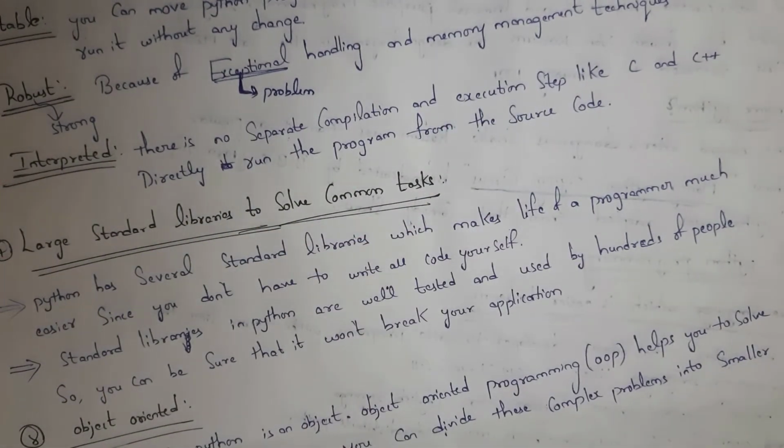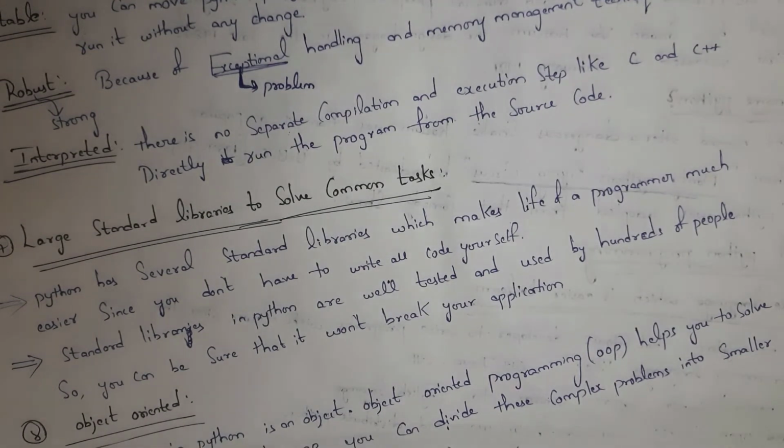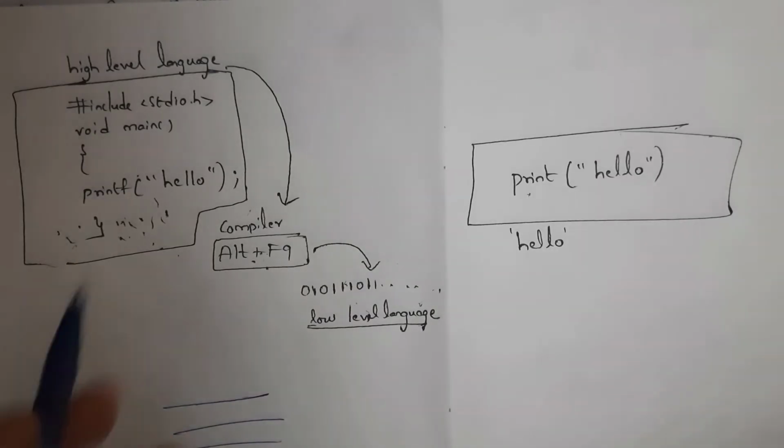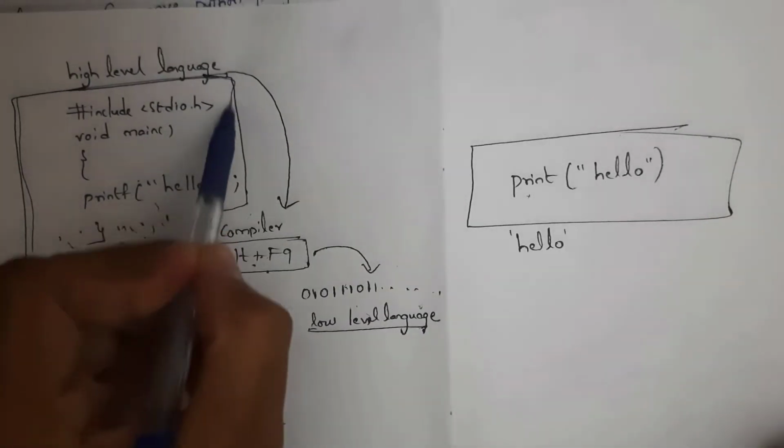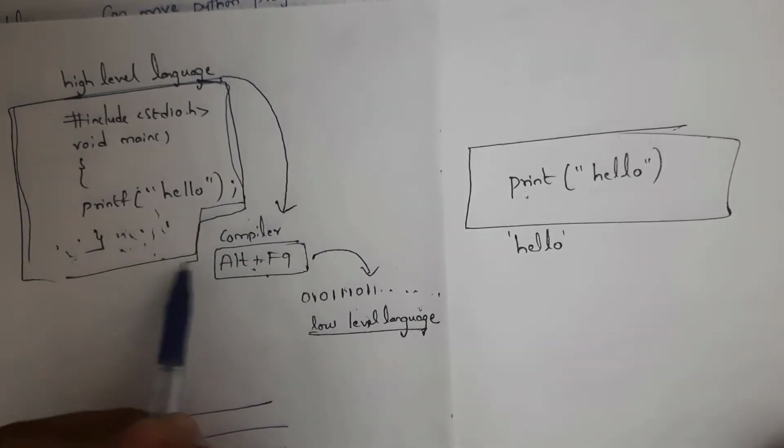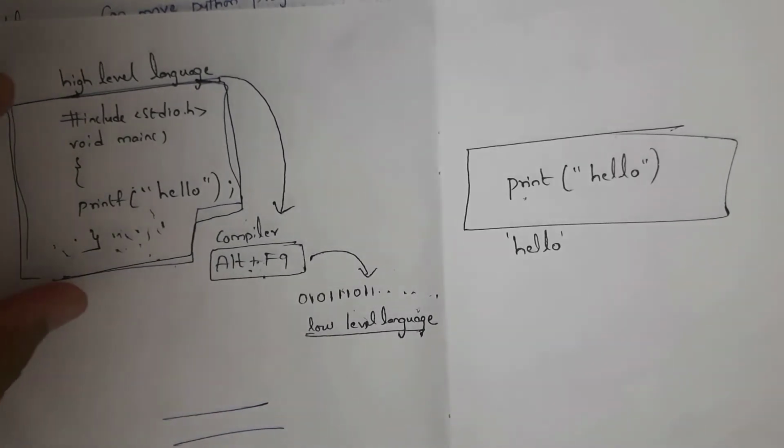For example, if you consider a language like C, in C we use a compiler and this compilation is a separate step. After writing the entire program, then a separate step is compilation. Whenever you click on Alt F9 in Turbo C, your program will be converted from high level language to low level language. For example, this is a C program which I wrote. Now, the C program that I wrote is in high level language. The computer cannot understand this high level language.